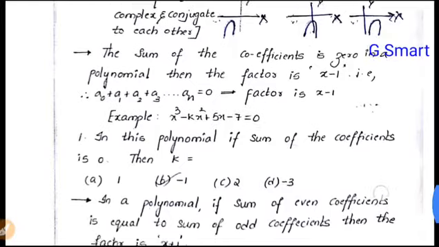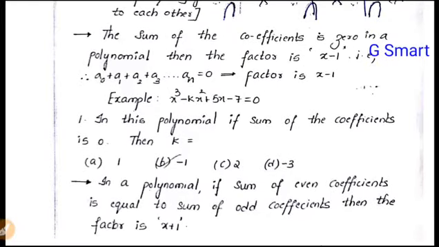In a polynomial, if the sum of the even coefficients is equal to the sum of the odd coefficients, then the factor is x plus 1. So here, if the sum of all the coefficients is 0, then x minus 1 is the factor. If the even-position coefficients and the odd-position coefficients sum are equal, then the factor is x plus 1.